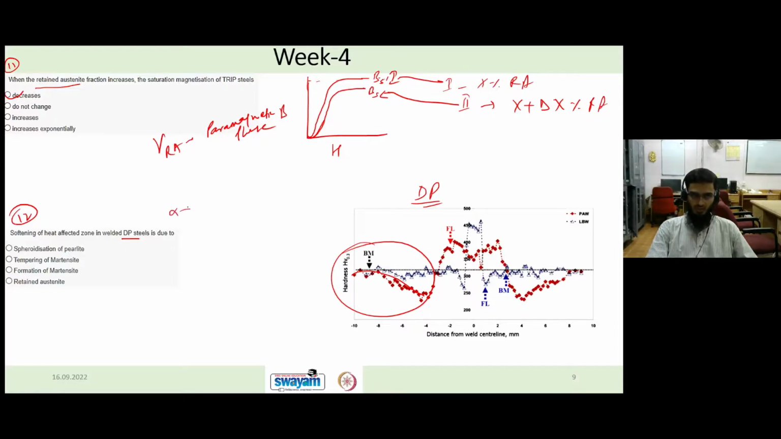Dual phase steel contains ferrite plus martensite. This is the microstructure of dual phase steel: ferrite plus martensite.